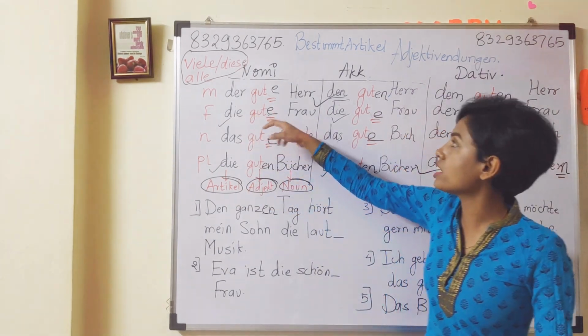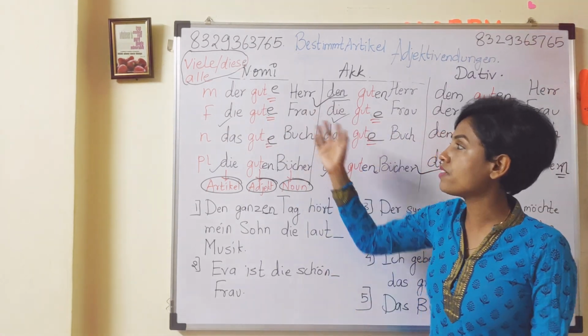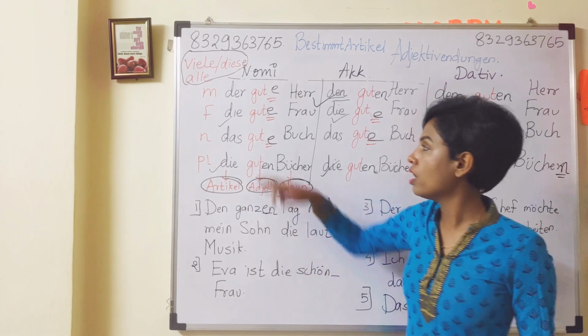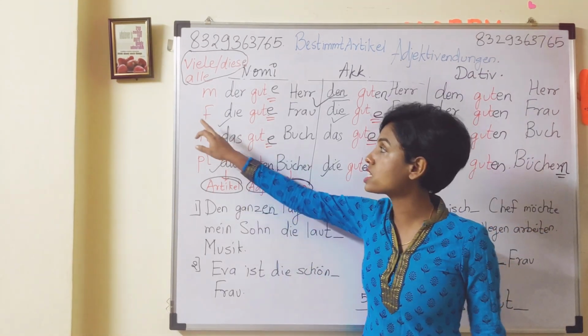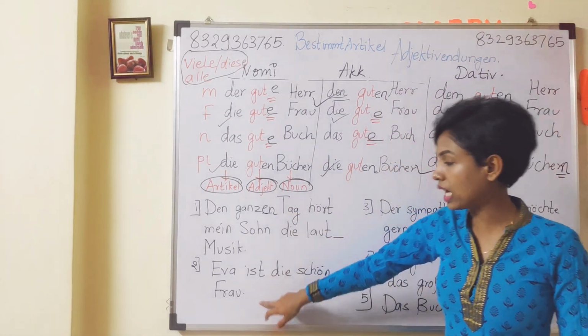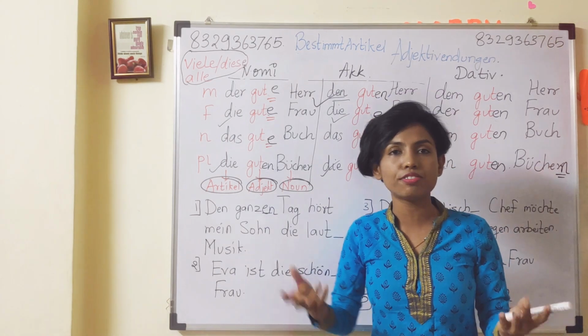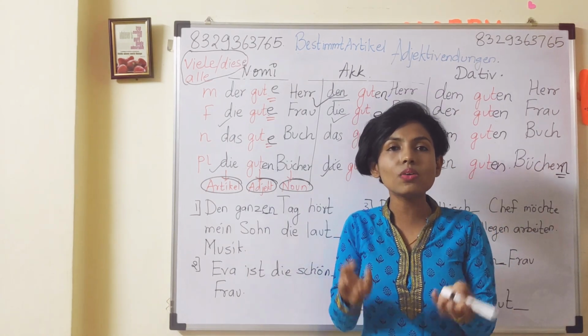So even if it is nominative or accusative, if it is feminine, it is ending with E. So no need to see whether it is nominative or accusative. You need to just see whether it is feminine or plural. So now you tell me, Frau is feminine or plural? Everybody knows it. Frau is a lady. It is a singular feminine.